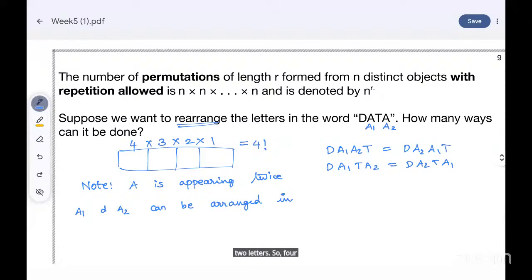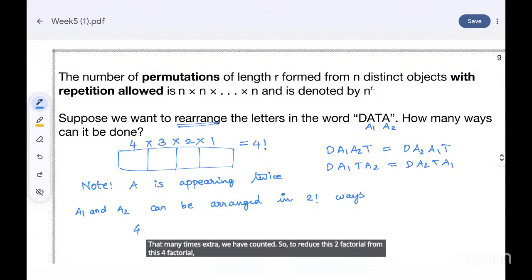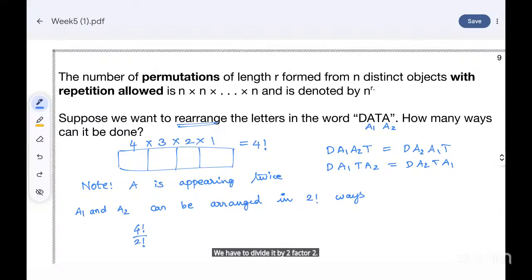So 4 letters, 4 factorial; 2 letters, 2 factorial ways. That many times extra we have counted. So to remove this 2 factorial from the 4 factorial, we have to divide it by 2 factorial. So this is the number of ways. Is this clear why we are dividing by 2 factorial? This many times it is occurring extra. Is this clear? Yes, ma'am.